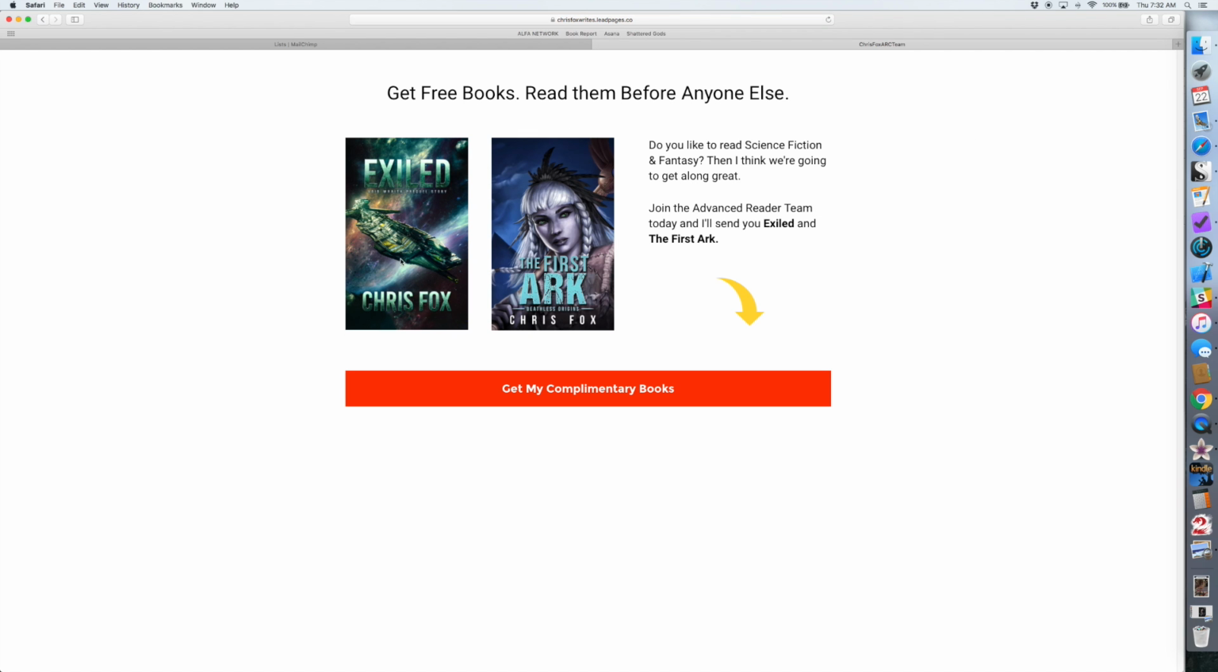Now, this can be done like the primitive one you just saw a minute ago, or it can be nice and clean like this one, which was created on Lead Pages. But you need a way for your readers to know that they can get free books from you. If you don't currently have free books, I would strongly consider writing some effective reader magnets, which we'll cover next week, and getting them out there in a way like this so that people can try out your stuff.